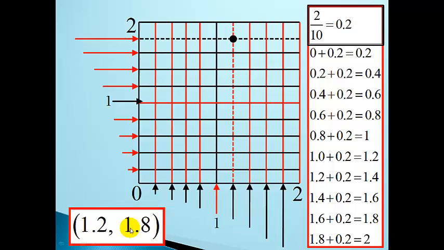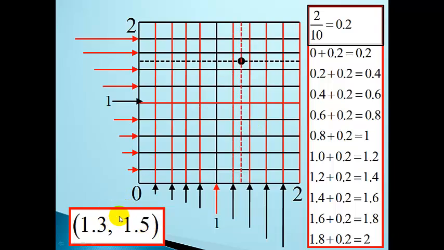Now on the y, we have 1.8. So we also start from 1, and we add the value of each line. So 1 plus 0.2 give us 1.2. Plus 0.2 give us 1.4. So 1.6, 1.8, and this is the line. Where the two lines meet, the horizontal and the vertical line meet, that is where we have the point. So this is the point 1.2, 1.8.